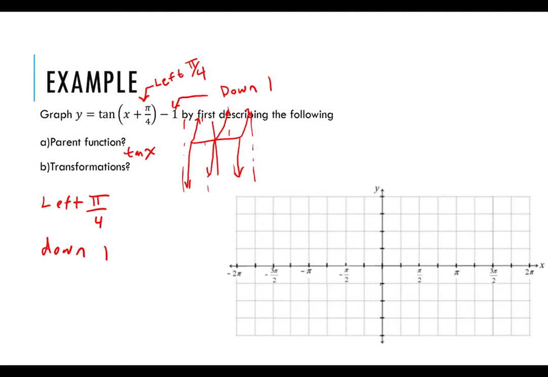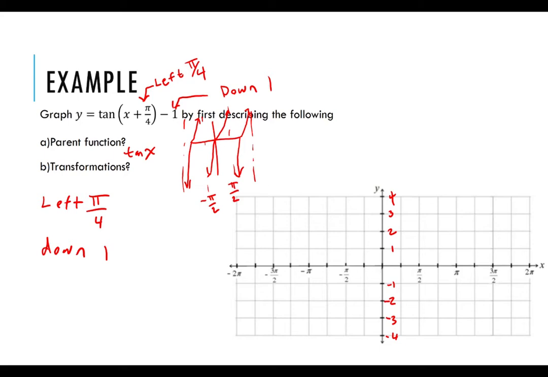Now, let's give ourselves some references here. Negatives down here, positives up here. And so let's think about this a moment. Just to remember, where did our vertical asymptotes occur before transformation? Well, they occurred at negative pi halves and at pi halves, and then every addition of pi integer multiples to pi halves and negative pi halves.